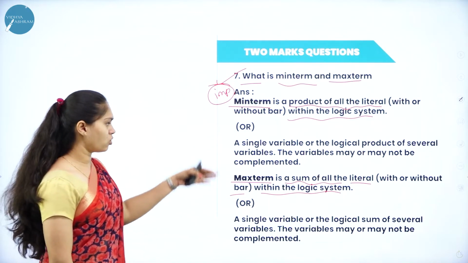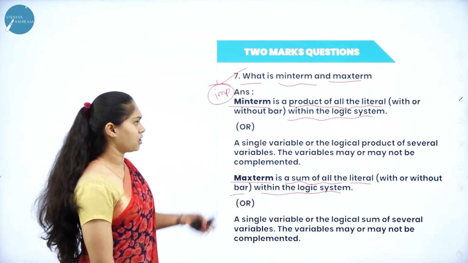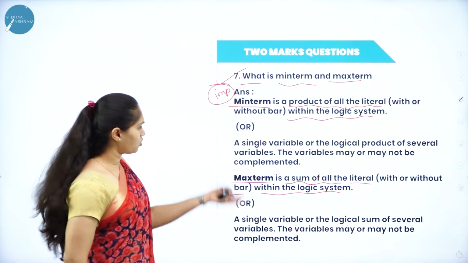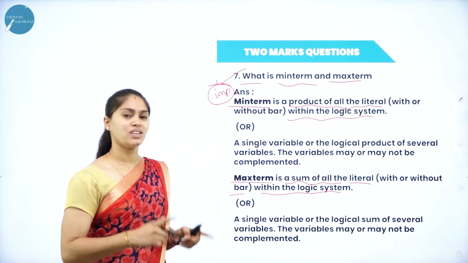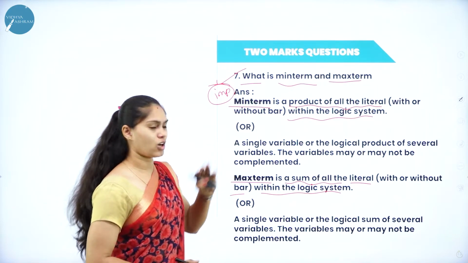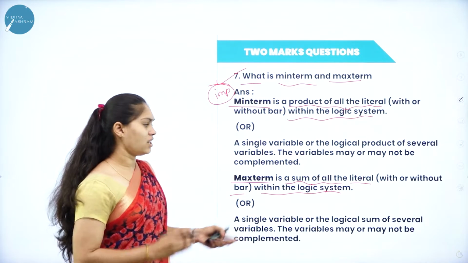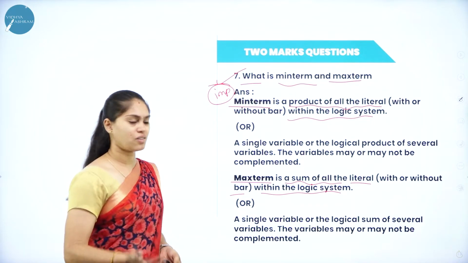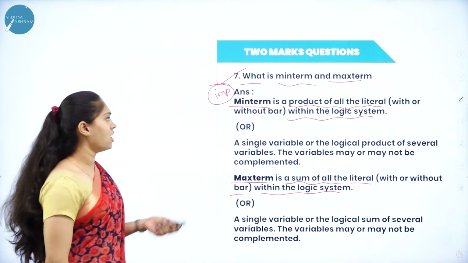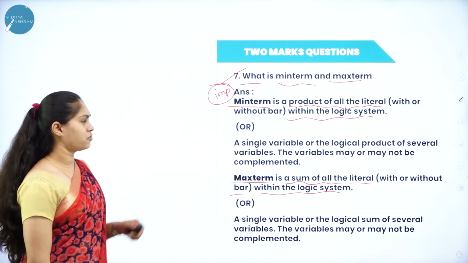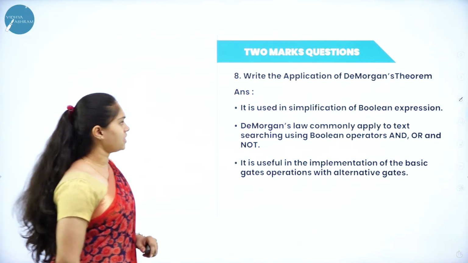So here I have one more definition for this min term and max term. So instead of that, you can go with this. Min term is what? Product of all the literals with or without bar within the logic system. And max term is what? Sum of all the literals, with or without bar, within the logic system. This is what you have to understand and you have to write for this question. We'll see the next question.